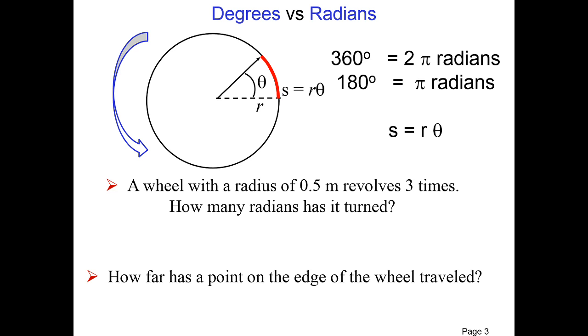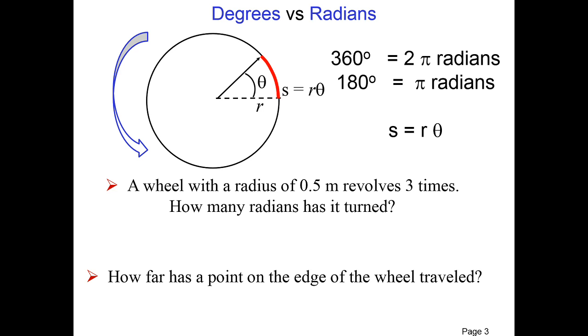Hopefully you can sort of see why this is so useful. If you know the angle in radians, then you can multiply the radians by the radius and get the distance traveled around the circle. So if we want to know the distance traveled, then we multiply the angle in radians by the radius. Notice if we increase the radius, the distance traveled, or the arc distance, increases, and if we decrease it, the arc distance traveled decreases.